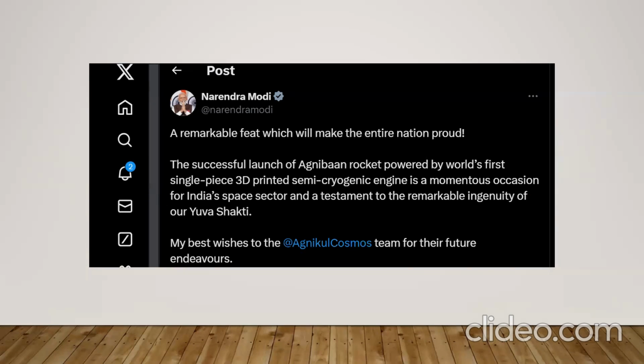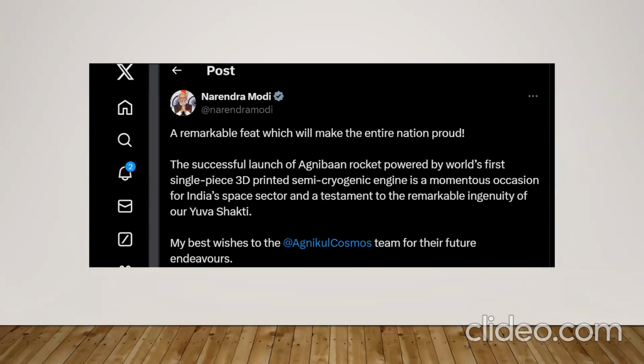"A remarkable feat which will make the entire nation proud. The successful launch of Agniban rocket powered by world's first single piece 3D printed semi-cryogenic engine is a momentous occasion for India's space sector and a testament to the remarkable ingenuity of our Yuva Shakti. My best wishes to the Agnikul Cosmos team for their future endeavors."